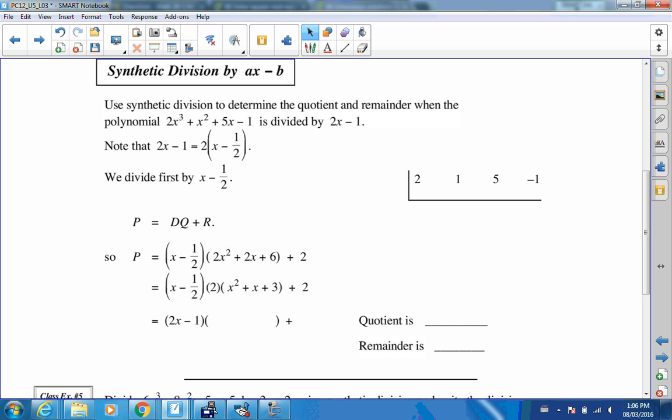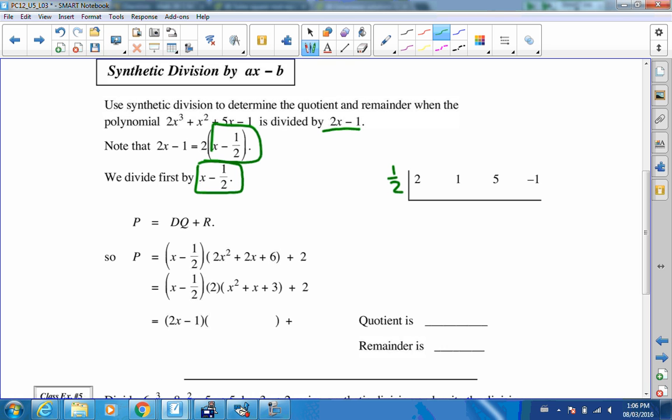So what we're going to do instead of dividing this out is hack it. We turn it into that by dividing out the 2, or factoring out the 2. So I'm really going to do this division. I'm going to put a positive 1/2 here. Hopefully that makes sense. 2 comes down. 1/2 times 2 is 1. 1 plus 1 is 2, right? So that's where the 2 came from.